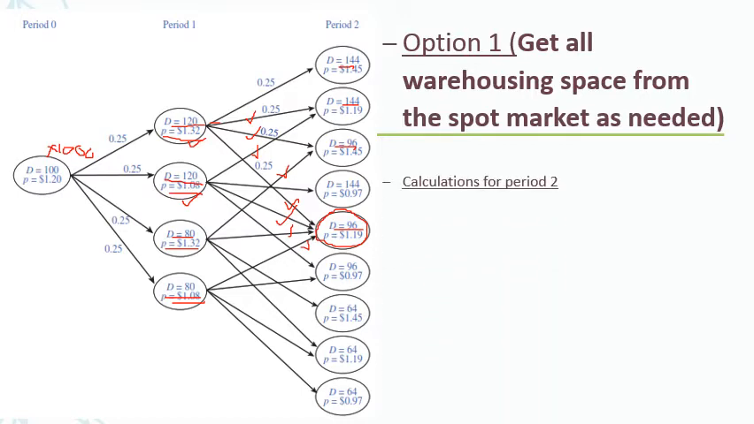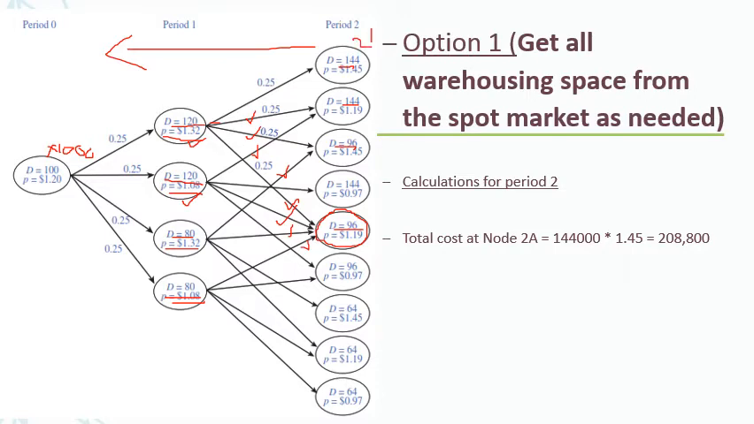Let us start with the calculation for period 2. You have already understood that it is backward analysis, not forward analysis. So I have to start from period 2 and move towards period 0, or today. This is how we do the calculation. First, what is the total cost at node 2A? Let me call the first node 2A, the second node 2B, then 2C, 2D, 2E, 2F, 2G, like that.